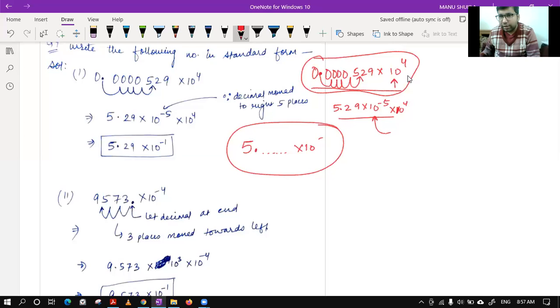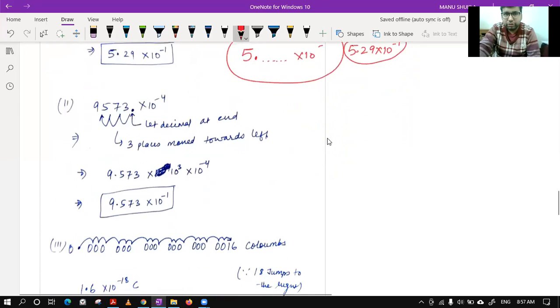We have 10 power minus 5 and 10 power 4. Bases are same. Powers will add. The final answer will be 5.29 into 10 power minus 1. Although the questions look very simple, but chances are there to commit mistakes. That's why you need to be very careful.